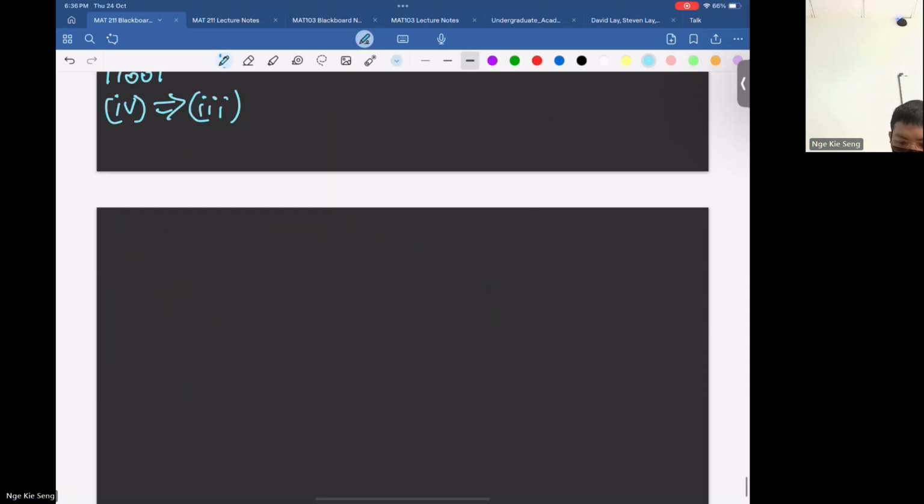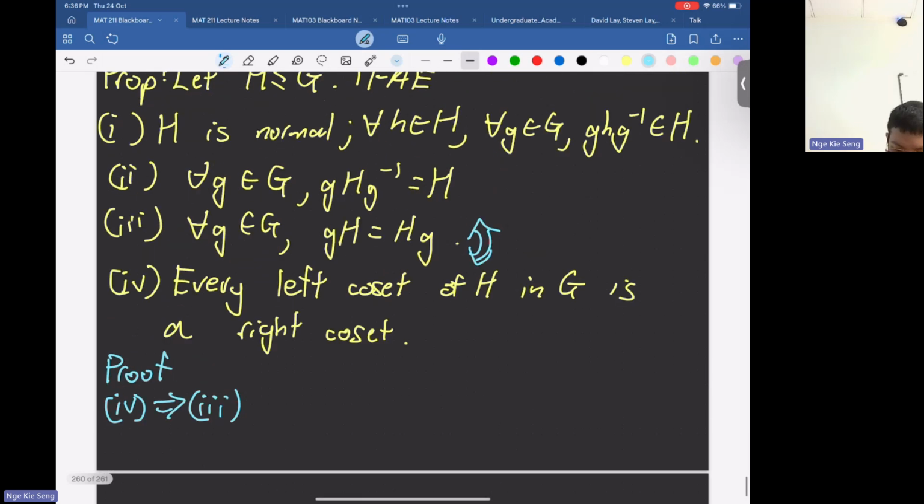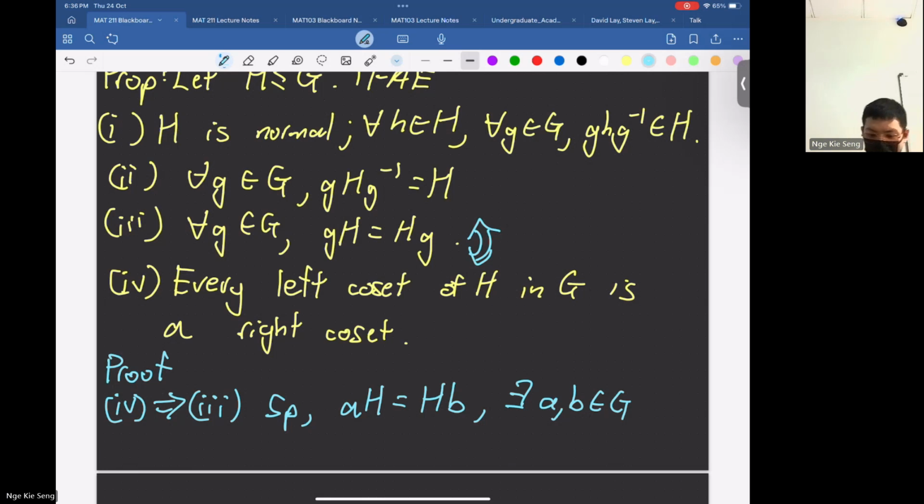Okay, so how do we start? Suppose aH equals Hb for some a, b in G. What do you want to show? We want to show that actually a equals b. So this is what we're going to show.